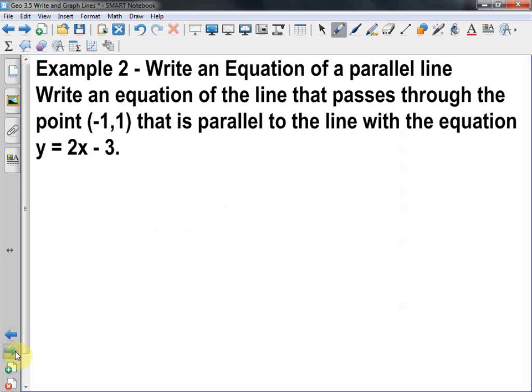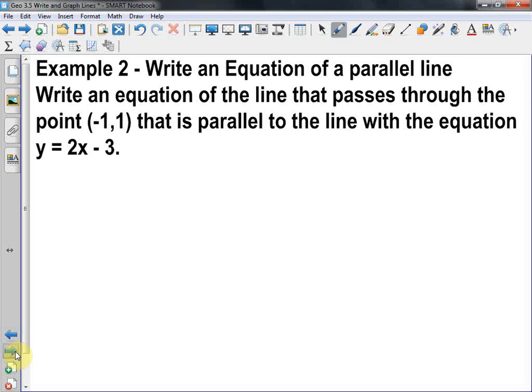Okay. This one, I think, is the one where we ended at. I don't know if we actually did it or not, but oh, we did do it. So we did do this one, so we're going to redo it. All right, so we have an equation of a parallel line, right? Write the equation of the line that passes through the point -1, 1 that is parallel to the line with the equation of y equals -2x minus 3.